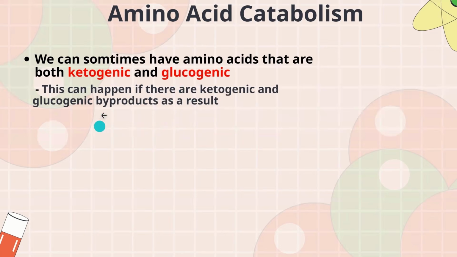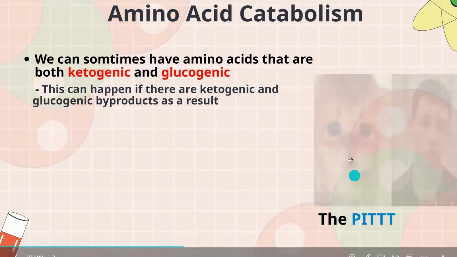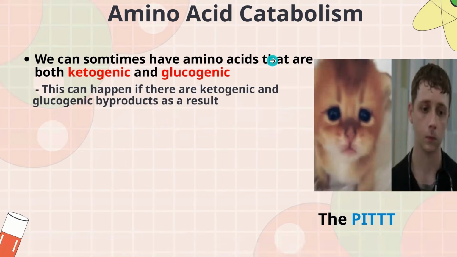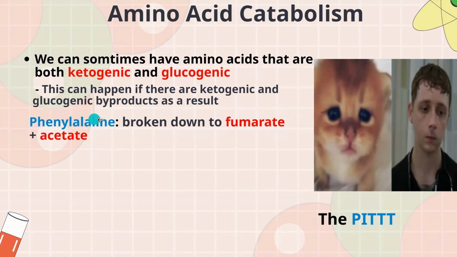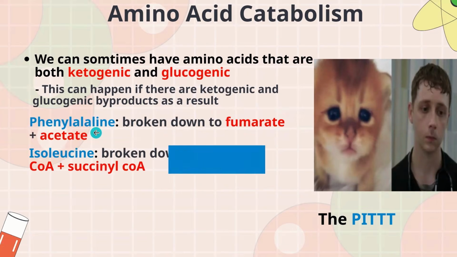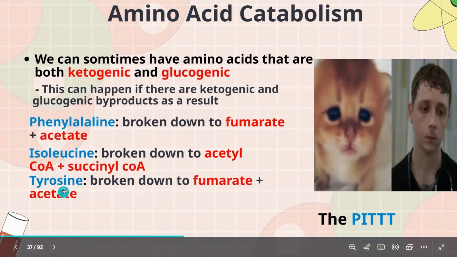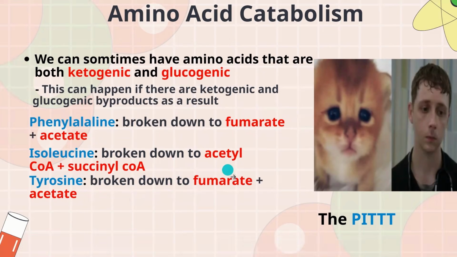And here there are five amino acids that are ketogenic and glucogenic, and I made a really good mnemonic for this one, for those who love to watch The Pit. Here it's the Pit with three T's. P for phenylalanine, broken down to fumarate and acetoacetate. Isoleucine, which is broken down to acetyl-CoA and succinyl-CoA. T is for tyrosine, broken down to fumarate and acetoacetate. So we're noticing that this is acetoacetate or acetyl-CoA, and here's fumarate from the other one. Here it makes acetyl-CoA and succinyl-CoA.